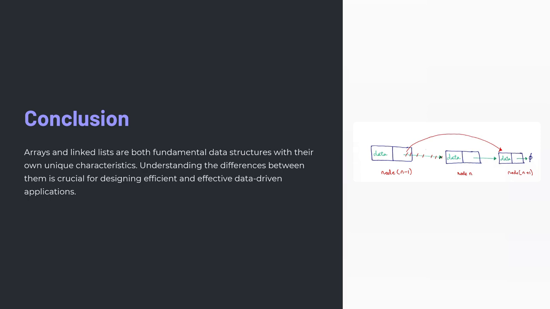So if we talk about the conclusion, we could say arrays and linked lists are both fundamental data structures with their own unique characteristics. Understanding the differences between them is crucial for designing efficient and effective data-driven applications. If we understand the basic difference between arrays and linked lists, we can use them according to our need.